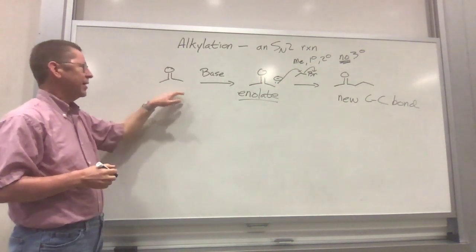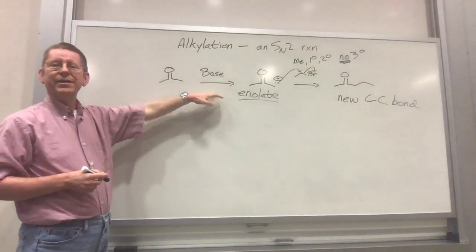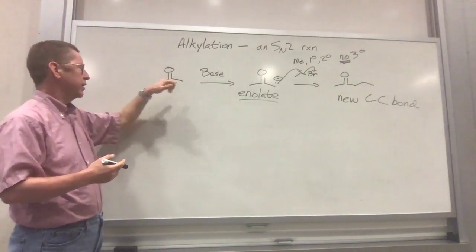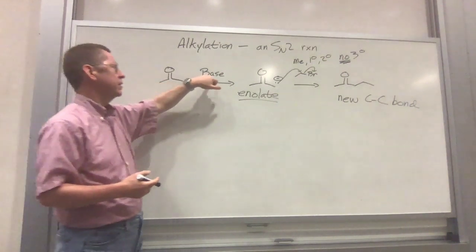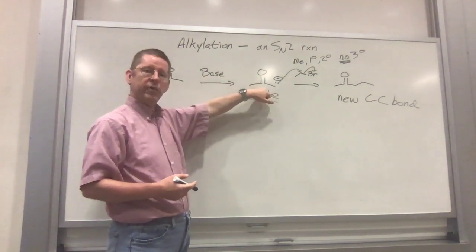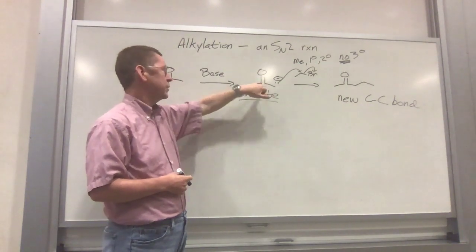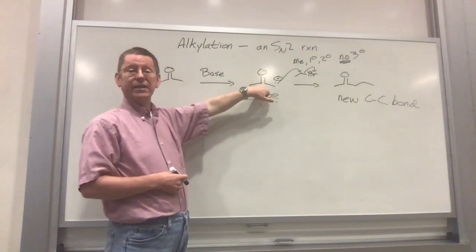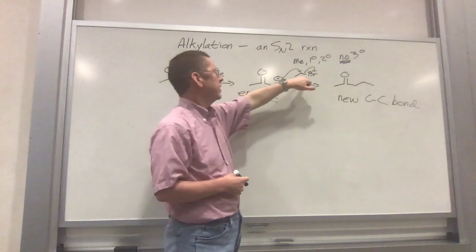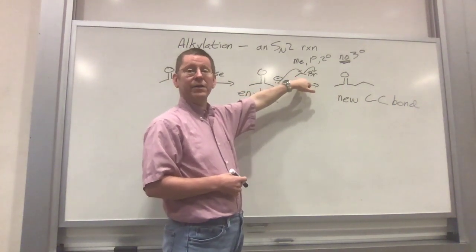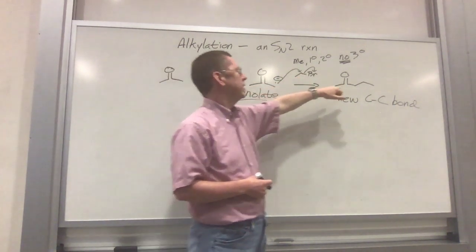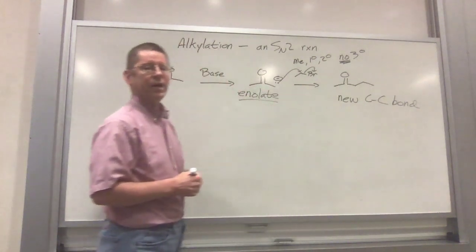And I should say, as I've outlined it here, is how they're typically run. We will take a carbonyl, treat it with base to form an enolate. So usually we're going to be using LDA because we want to get 100% enolate. Then we add in our alkyl halide to form the new carbon-carbon bond.